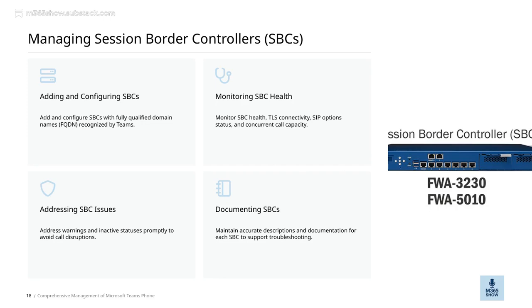Monitoring SBC health is another key aspect. We need to keep an eye on several parameters, such as the health status of the SBCs themselves, TLS connectivity to ensure secure connections, SIP options status for signaling health, and the capacity for concurrent calls. Regular monitoring helps us spot potential problems early and maintain a reliable communication environment.